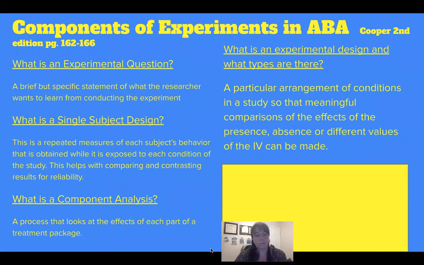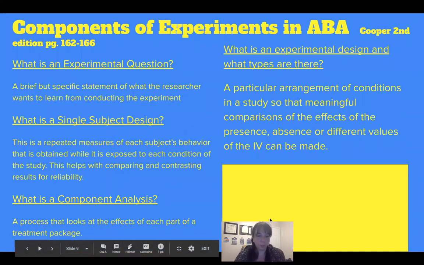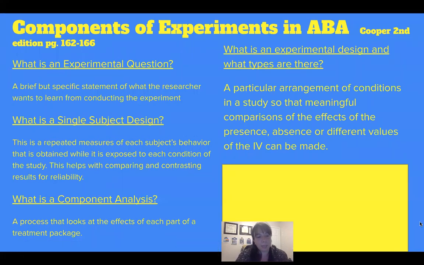I agree. Okay. Perfect. All right, what is a component analysis? A component analysis is a process that looks at the effects of each part of a treatment package. Okay, so this basically looks at the effectiveness of the treatment package. It breaks it down for you.